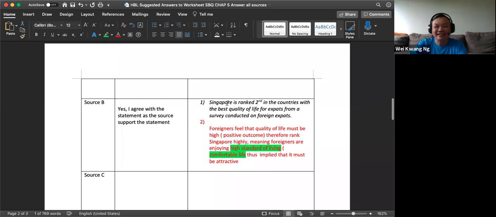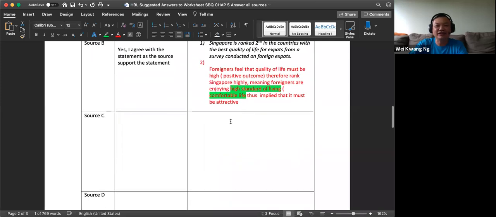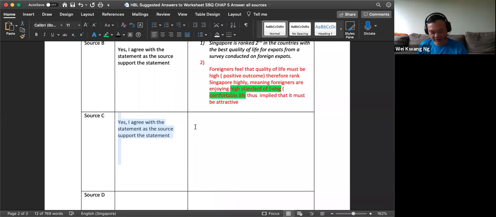Now let's move on to the next one. Let's look at source C. Source C is also a very straight cut question. It's an opinion from a migrant on why he chose to live in Singapore. Obviously, if he chooses to live in Singapore, chances are he's going to say positive things. So I agree with the statement, because that's what the question wants you to do, as the source supports the statement. So this is again a positive stance.